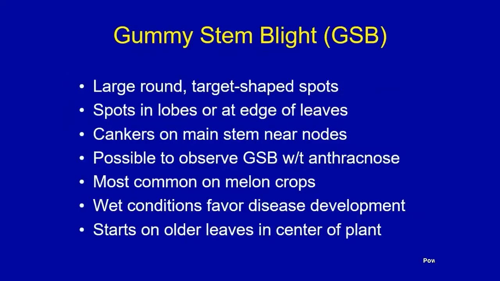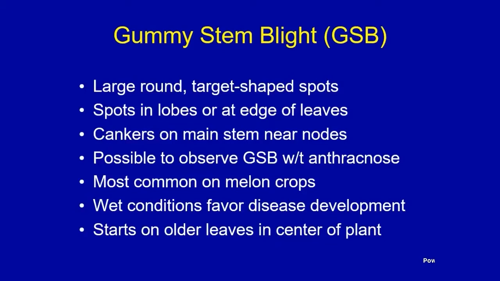So with gummy stem, we're looking for these large round target shaped spots in the lobes or on the edges of the leaves. Cankers on the main stem near the nodes. And it's possible to observe gummy stem with anthracnose and some of these other foliar diseases because they all favor wet conditions. Most common on melons. So watermelon, cantaloupe, I would say are the most significant problems.